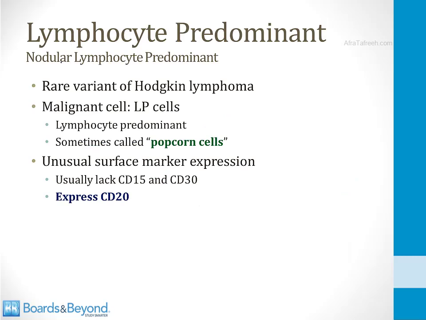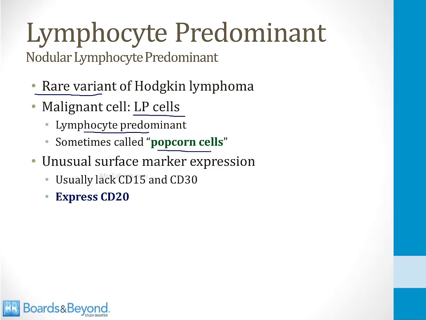This is called lymphocyte predominant or nodular lymphocyte predominant Hodgkin lymphoma. It's a rare variant of Hodgkin lymphoma. In this version of Hodgkin lymphoma, the malignant cells are a variant of Reed-Sternberg cells called LP cells. LP stands for lymphocyte predominant. They're also sometimes called popcorn cells because they look like popcorn. I'll show you a picture of them on the next slide.